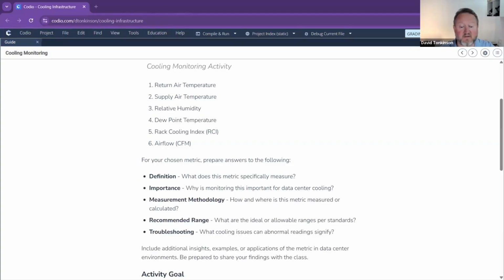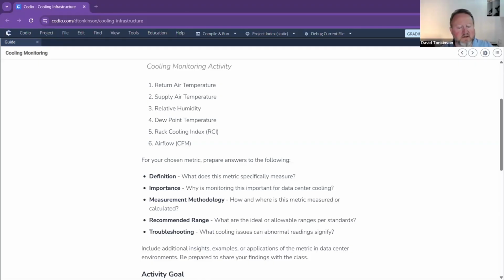Daniel's even jumped in and done the return air temperature as well. Oh, with both. Says the return air temperature measures hot exhaust air temperatures returning to cooling units, important for setting optimal supply and return air temperatures. Very good. Thank you very much.